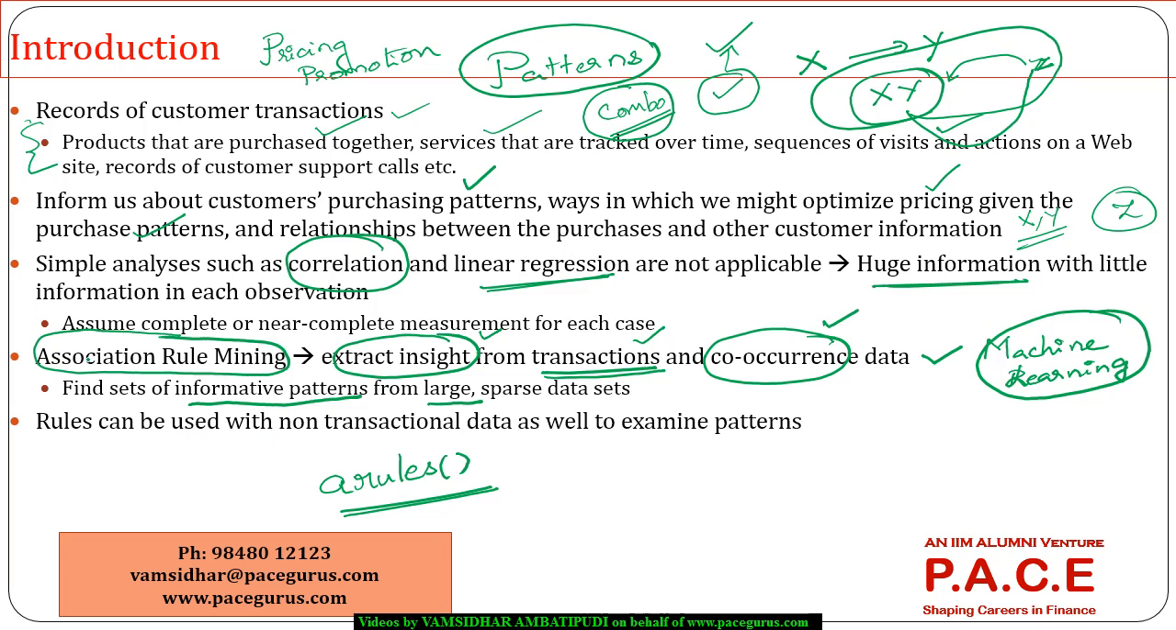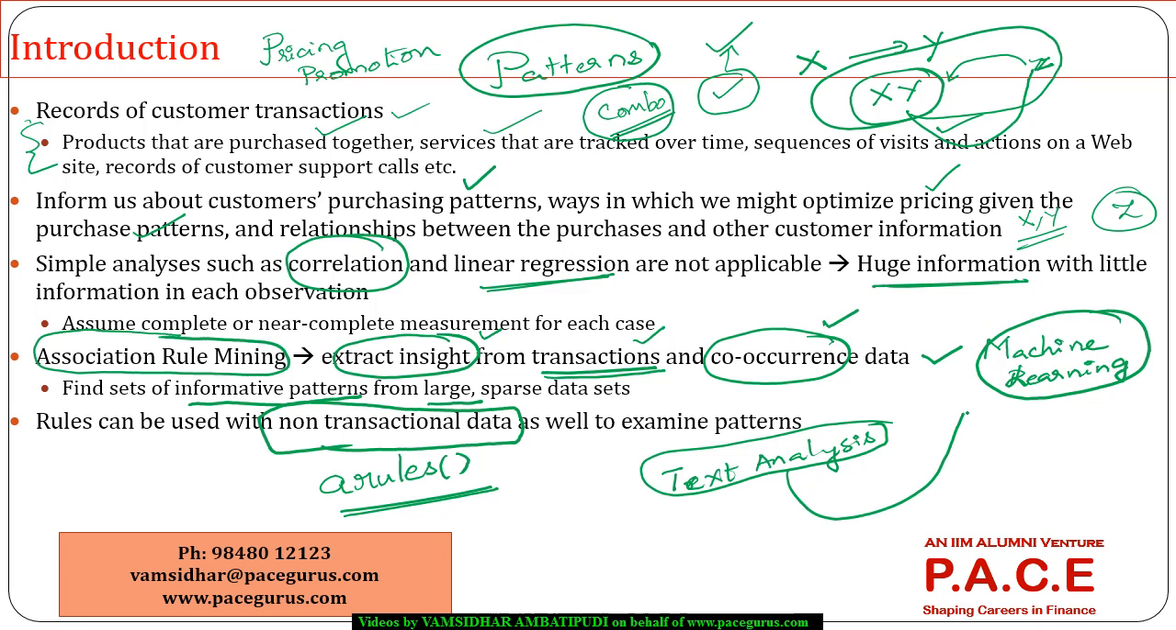Of course, I'll use these rules for transaction data, but let me tell you, even with non-transactional data, I can use these kinds of rules. The same kind of association rule mining is applicable even in text analysis today. So association rule mining is a very generic machine learning algorithm which has applications in various domains, and one of the most popular domains where it is typically used is marketing, where we call it market basket analysis, right?